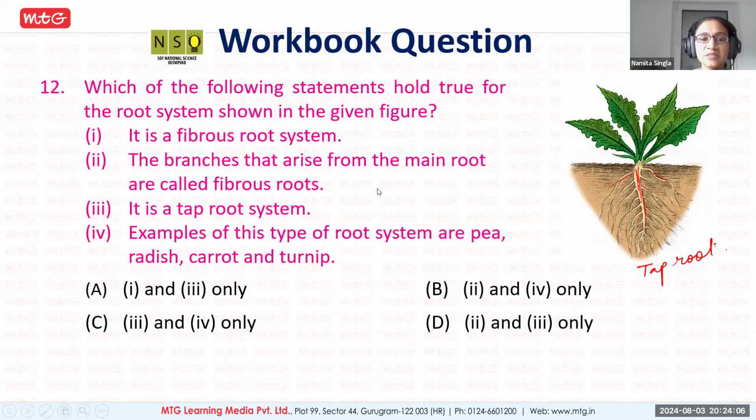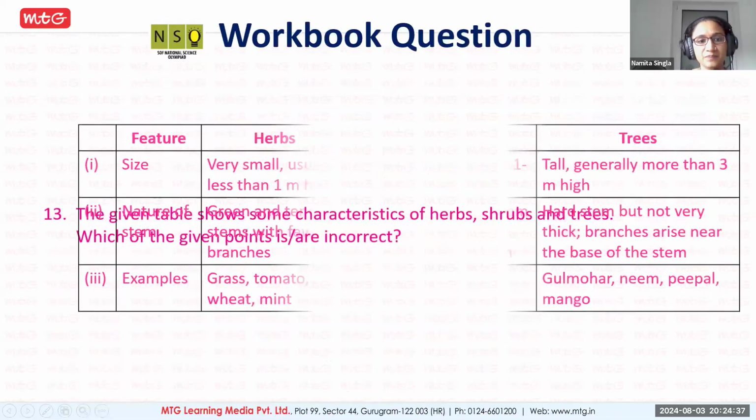The branches that arise from the main root are fibrous roots. No. What are these branches called? The branches that arise from the taproot are called secondary and tertiary roots, or we can say they are called lateral roots, right? And lateral roots can be secondary, tertiary, or quaternary. It's a taproot system. Examples are pea, radish, carrot, and turnip. So accordingly, we have C as the correct option. 3 and 4 are the correct statements here.